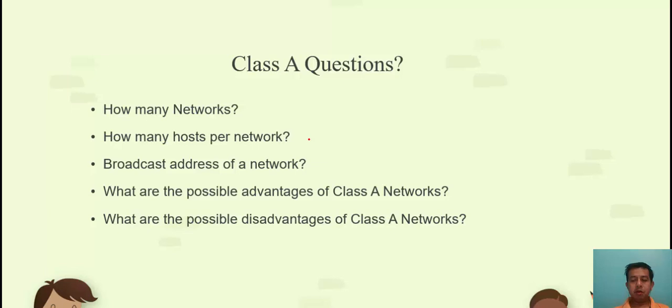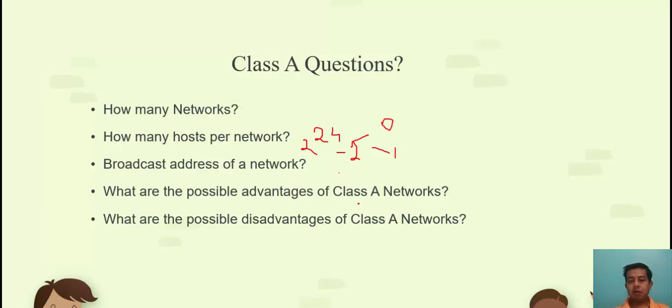How many hosts per network? We are left with 24 bits, so total 2 to the power 24, but all zeros are not allowed and all ones are the broadcast address. So basically 2 to the power 24 minus 2 hosts per network. The broadcast address is when all the bits of the host part are 1, that is, the network part, then .255.255.255. That is the broadcast address of a network.